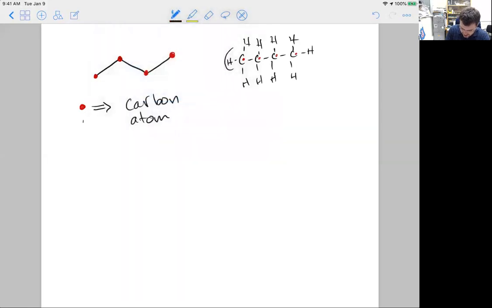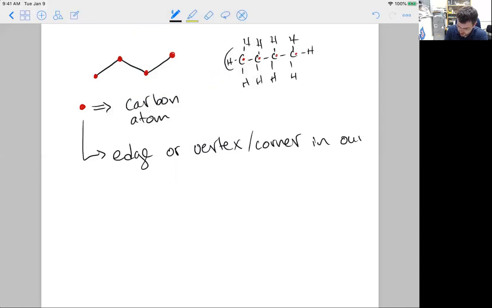Where do the dots come from? They come from an edge or vertex, or a corner, in our structure. So every time we change direction, for the most part, or change something about the molecule, that represents a carbon atom.